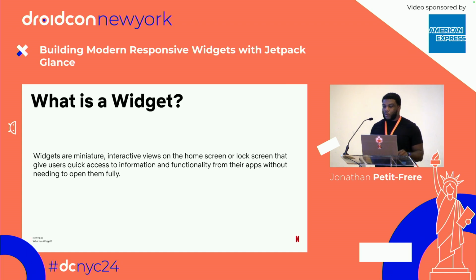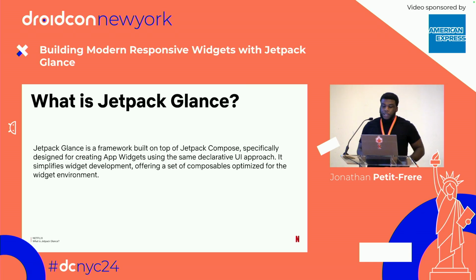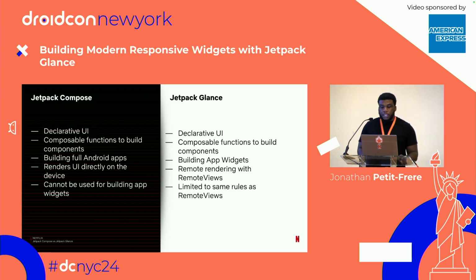Gemini actually helped me with this, but widgets are miniature interactive views on a home or lock screen that give users quick access to information and functionality from their apps without needing to open them fully. And Jetpack Glance is a framework that's built on top of Jetpack Compose, specifically designed for creating app widgets using the same declarative UI approach. It simplifies app widget development, offering a set of composables like columns and rows that we're used to when using Jetpack Compose. So what's the difference between Jetpack Compose and Jetpack Glance?